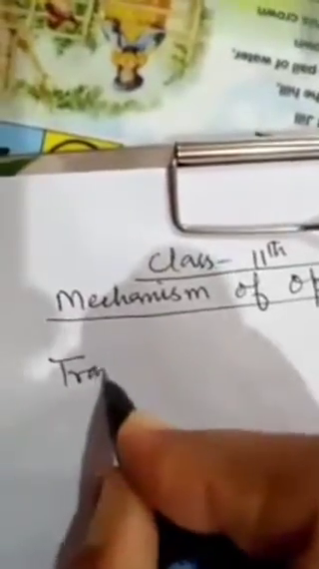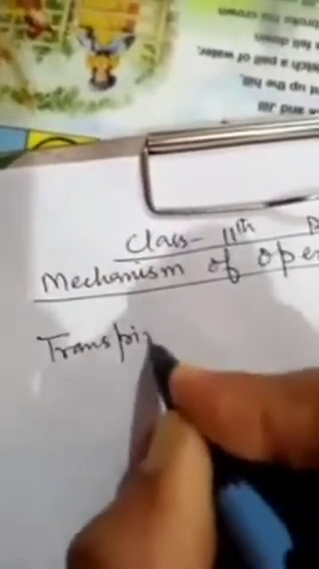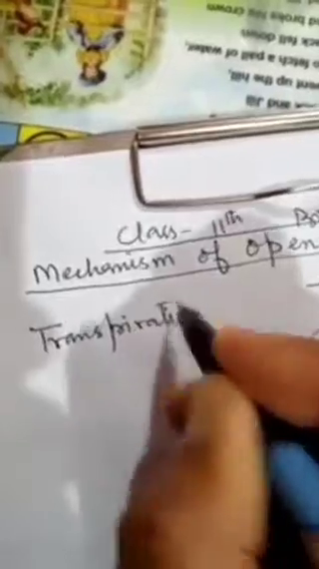Last time we started the topic of transpiration. What do we mean by transpiration? It is the loss of water from the aerial parts of the plant in the form of water vapors.